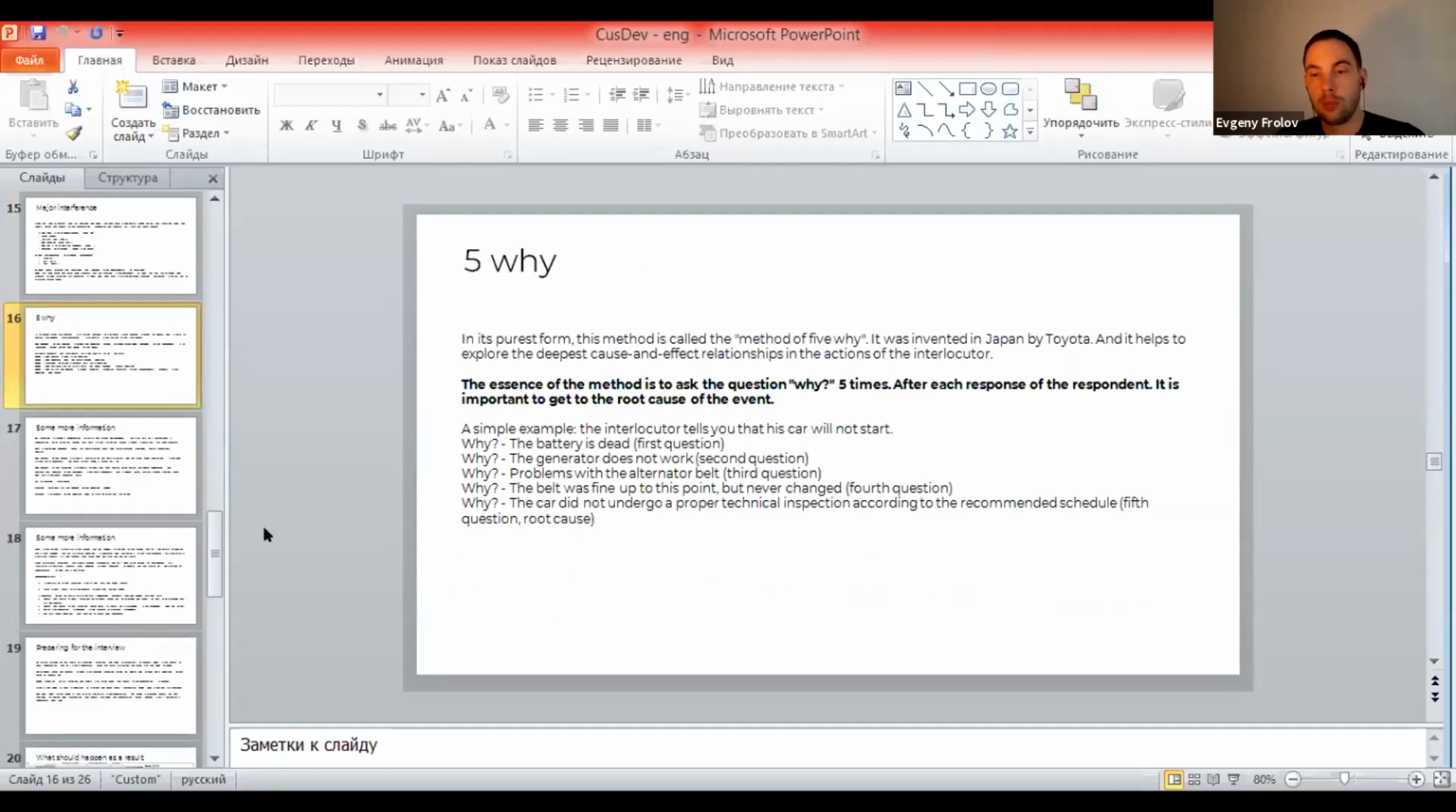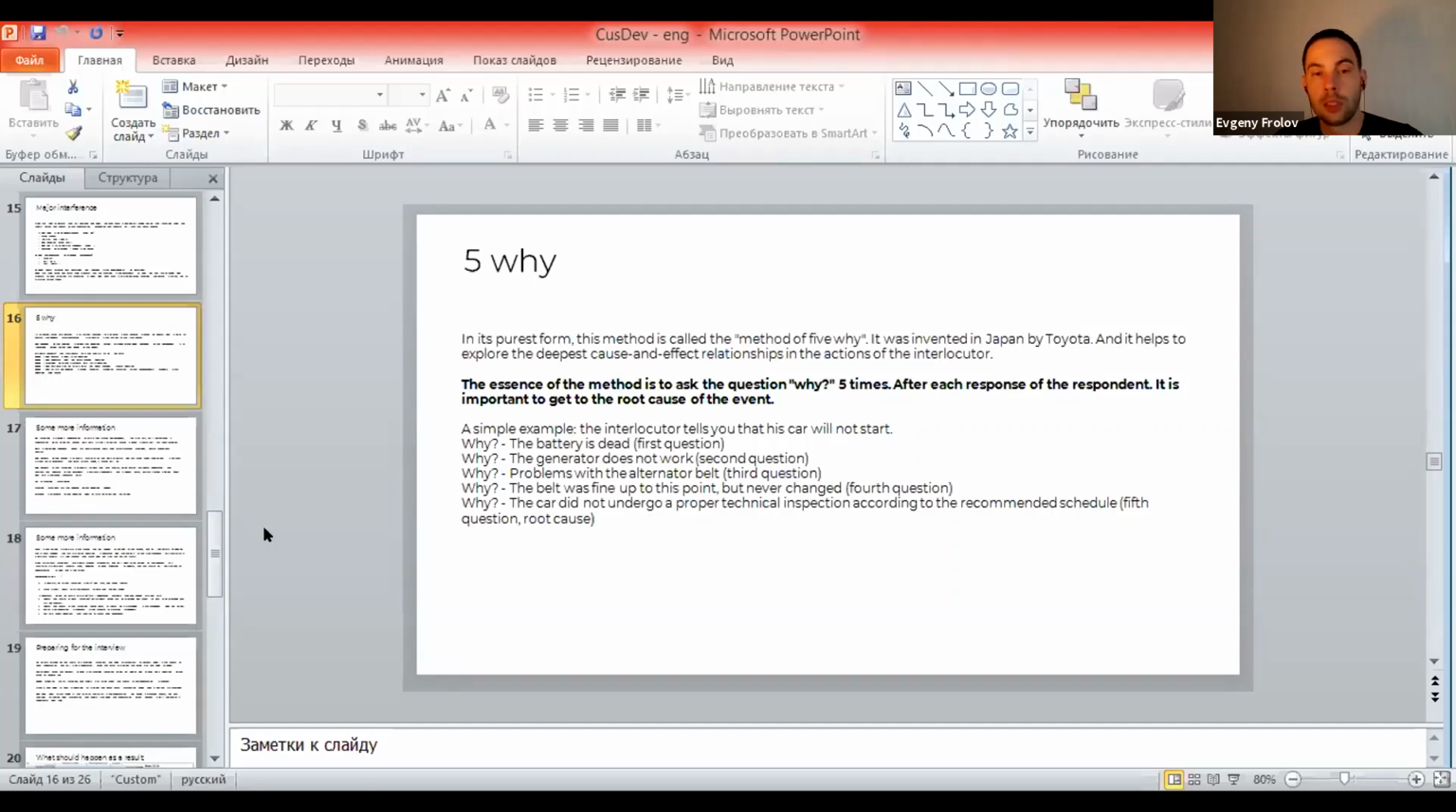What can help you is to use the 5 Why approach. It helps you go deeply into the problem. As you can see in the example on the screen, if we stop our interview at the first why, when our car doesn't work, okay, the battery is dead. Why doesn't the car work? The battery is dead.